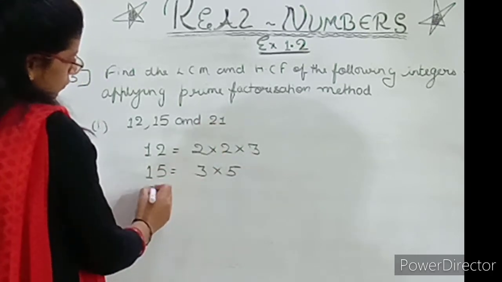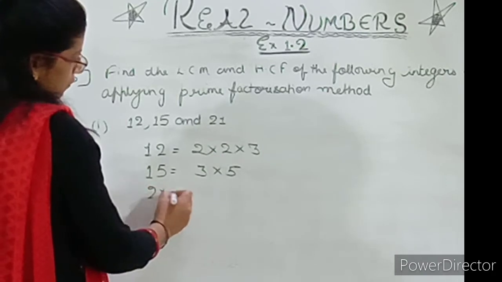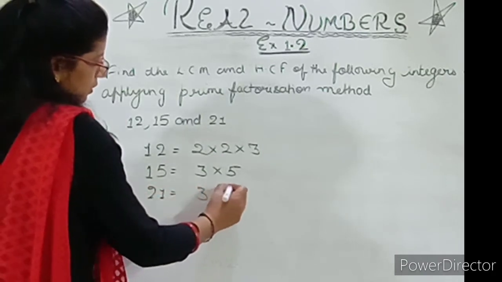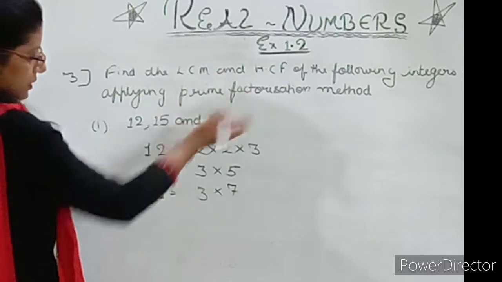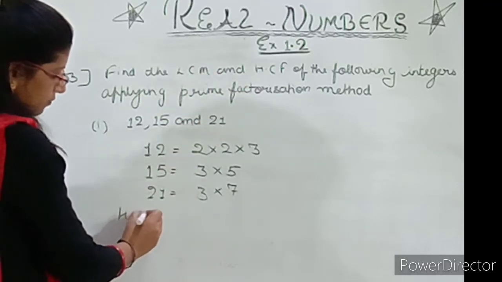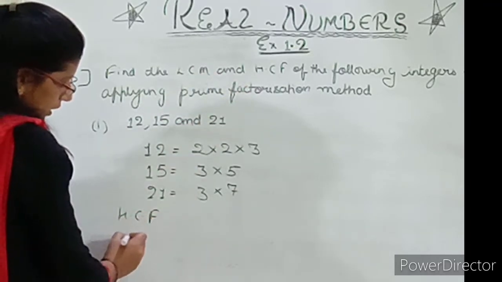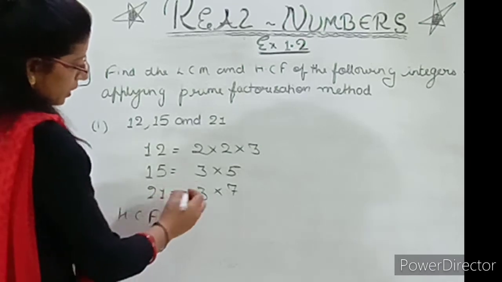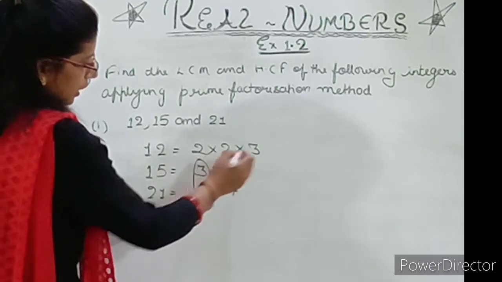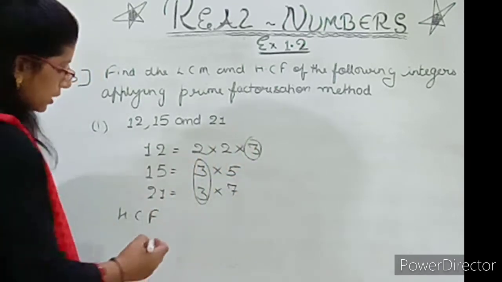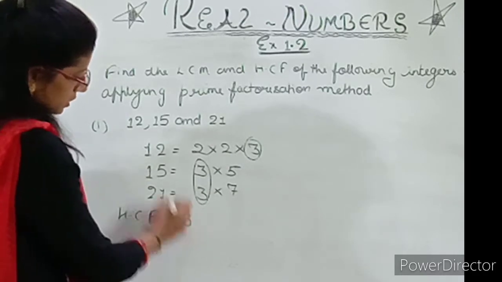Same way we have to do the prime factorization of 21. 3 7s are 21. What we have to find? LCM and HCF. Very first I am finding HCF. What is HCF? What is the common here? 3 and 3. This is the common. So your HCF is 3.